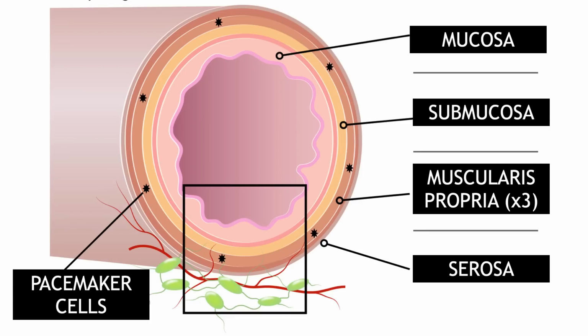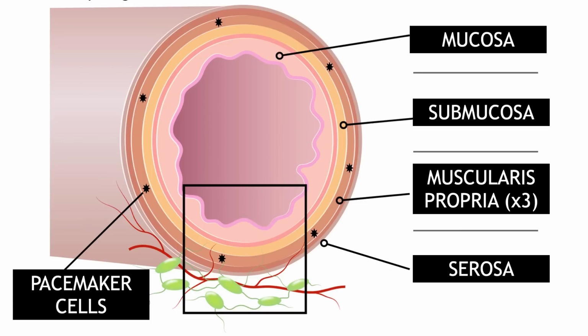So this is a nice illustration of a cross section of the gastric body. So the innermost layer consists of the mucosa. This is the layer that's closest to the lumen. The mucosa consists of the epithelial layer, the lamina propria, and the muscularis mucosa. The next layer out is the submucosa. The next layer out from that is the muscularis propria layer, and out from there is the serosa.